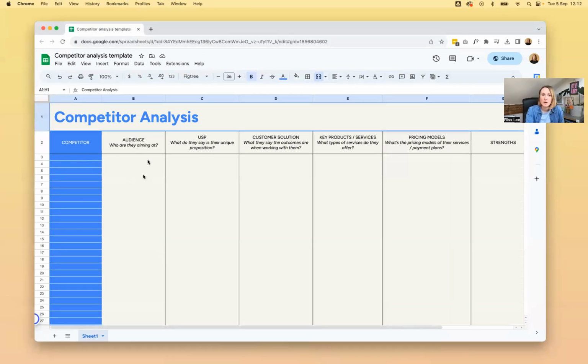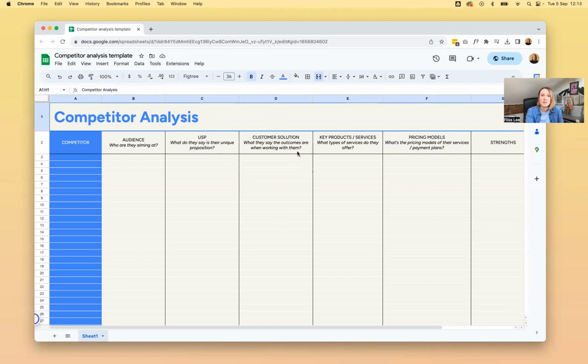So the audience, who do they say they're aiming at? Some people might be quite vague, but others might be quite specific, things like working mums, for example. Who do they say is their audience? Then the next thing is the USP. What do they say is their unique proposition? And this is really key when you're thinking about the strengths and weaknesses. Have they actually identified something that is unique, or do they not really say?